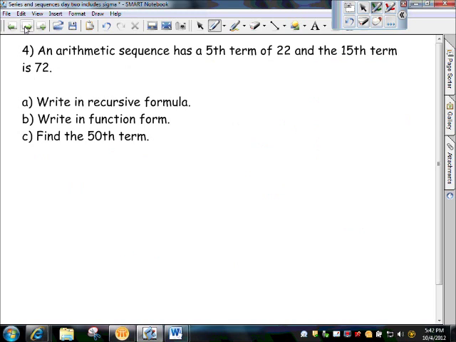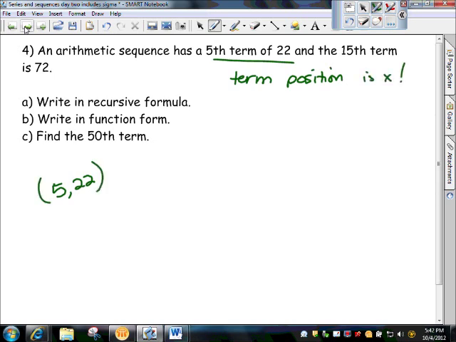Now freeze this, please, and try this. Okay, I hope you're back and you see that this is worded altogether differently, but I want you to understand that the fifth term position is x. So you know that the term is 5 and the output is 22. So it's just like a coordinate. That's all you got to do. And the 15th term is 72. Hey, let's find this formula. First you find the slope and then put it in point slope form. Please freeze this and try to do it now.